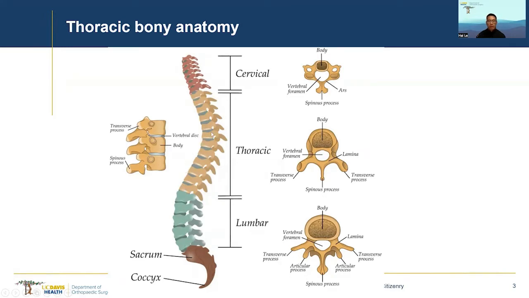In general, when you look at the cross section of the thoracic spine, here's the vertebral body, here's the spinal canal or vertebral foramen where the spinal cord goes down. Here are the transverse processes on both sides, here's the spinous process. And connecting the spinous process to the transverse process is the lamina. And then here's the pedicle connecting the posterior bony element to the vertebral body.